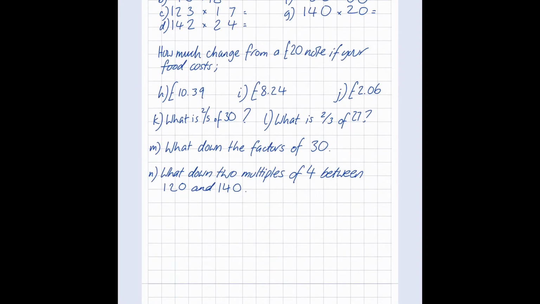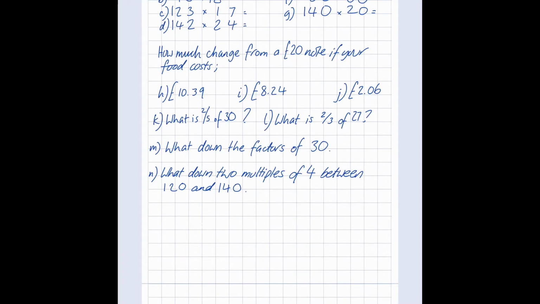Next bit, how much change from a £20 note if your food costs H, I, and J, those amounts? The easiest way I think anyway, is work out what you add to those amounts to get up to £20. That's your change. Next 2 are fractions of amounts. People always forget these for some reason.